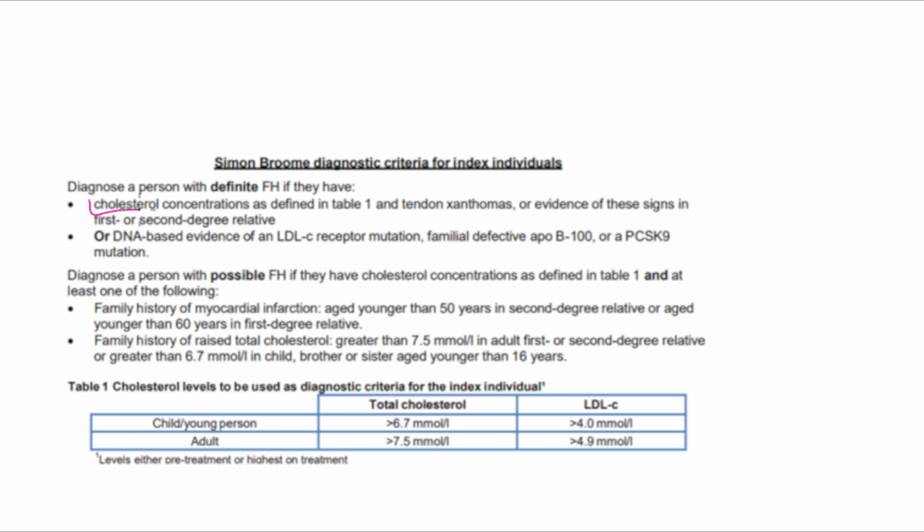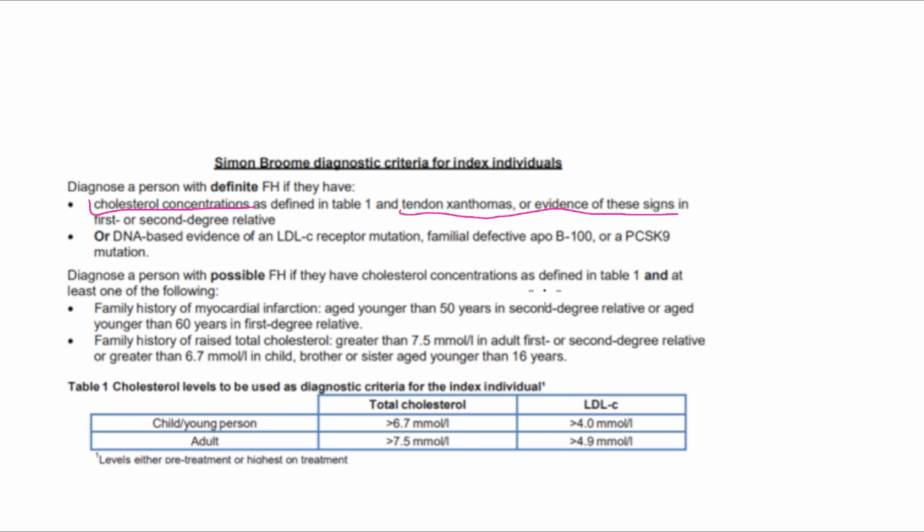So cholesterol concentration should be raised. Total cholesterol in adults should be more than 7.5 mmol per liter and LDL more than 4.9 mmol per liter. In children, it will be more than 6.7, and LDL more than 4. Apart from the raised cholesterol levels, there will be some tendon xanthomas or evidence of these signs in a first or second degree relative.